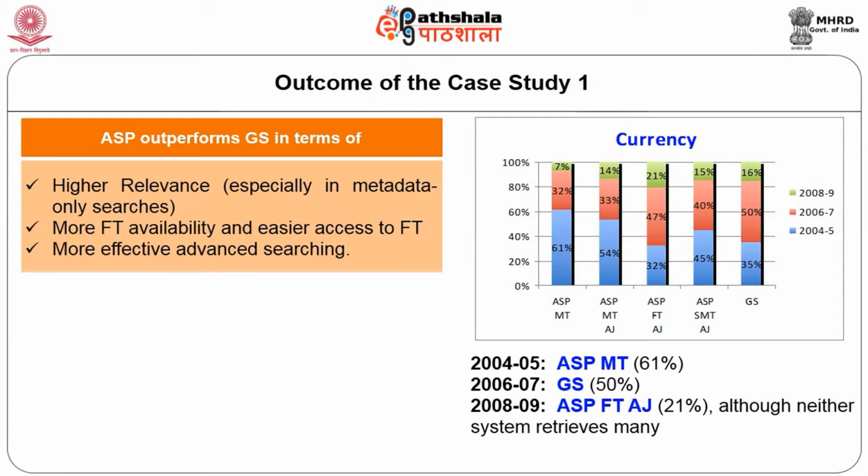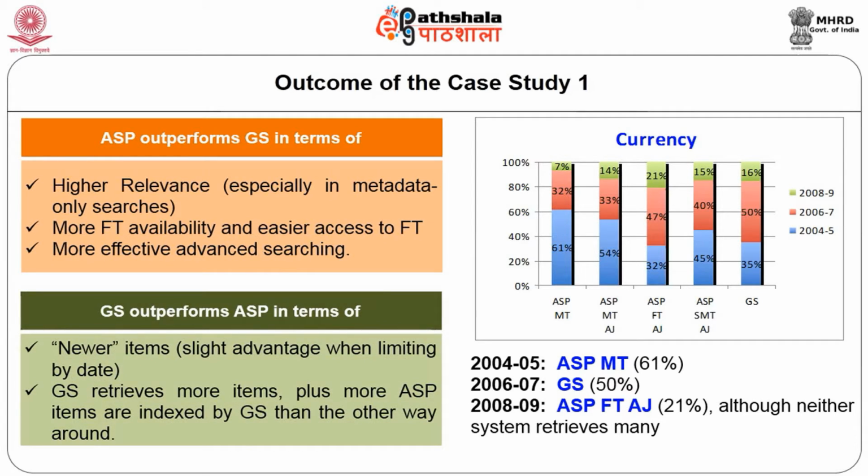The authors of the study conclude that ASP, that is Academic Search Premier, outperforms Google Scholar in terms of higher relevance and more free text availability and easy access to full text, more effective advanced searching. On the other hand, Google Scholar outperforms ASP in terms of newer items, though there is a very slight advantage when limiting by date. Google Scholar retrieves more items plus more ASP items are indexed by Google Scholar than the other way around. Google Scholar covers some types of materials not readily found in databases such as books, grey literature and things like that.